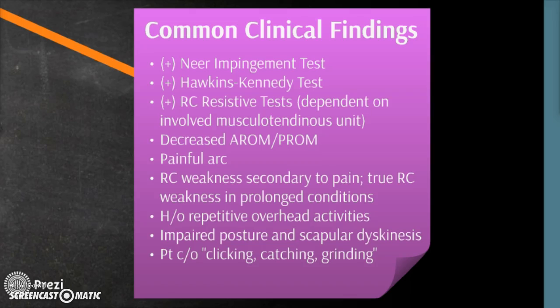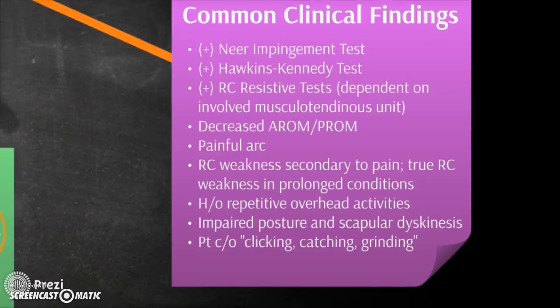Individuals will often have rotator cuff weakness secondary to pain in stages 1 and even 2, and even true rotator cuff weakness due to atrophy associated with stage 3 can be observed. Patients will have a history of repetitive overhead activities, and they'll often experience impaired posture and scapular dyskinesis. Finally, patients often complain of clicking, catching, and grinding, especially during shoulder elevation.